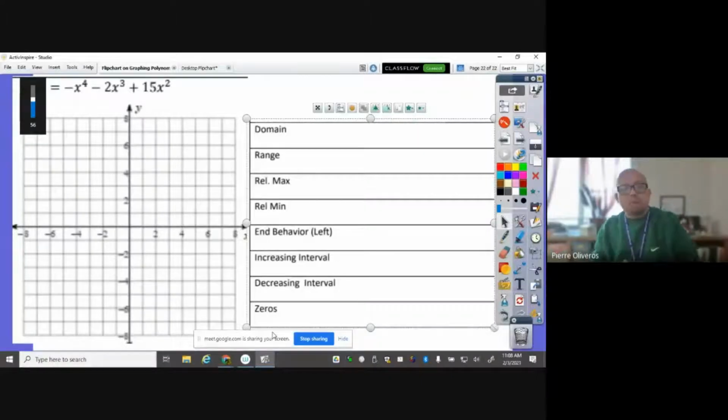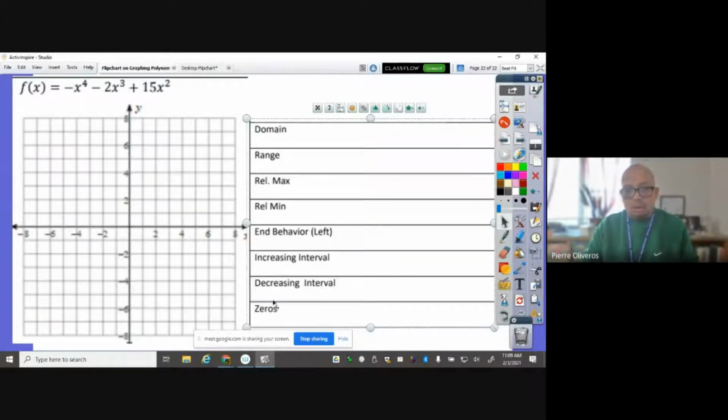Yo, yo, yo, this is Mr. O. And today we're going to go over how to graph a function with a higher degree, including finding its characteristics, the domain, range, relative minimum and maximum, and behavior intervals, and including zeros. But mainly today, we're going to graph and find all these things not using our graphing calculator, but using another application called Desmos.